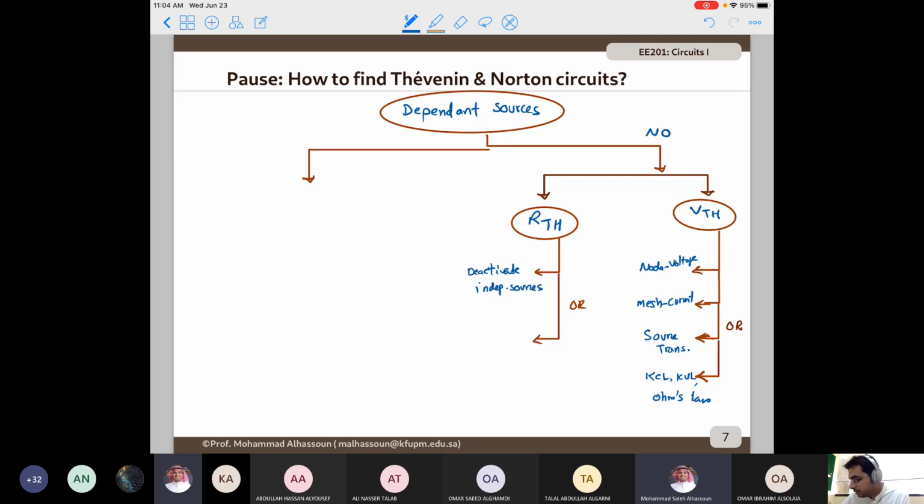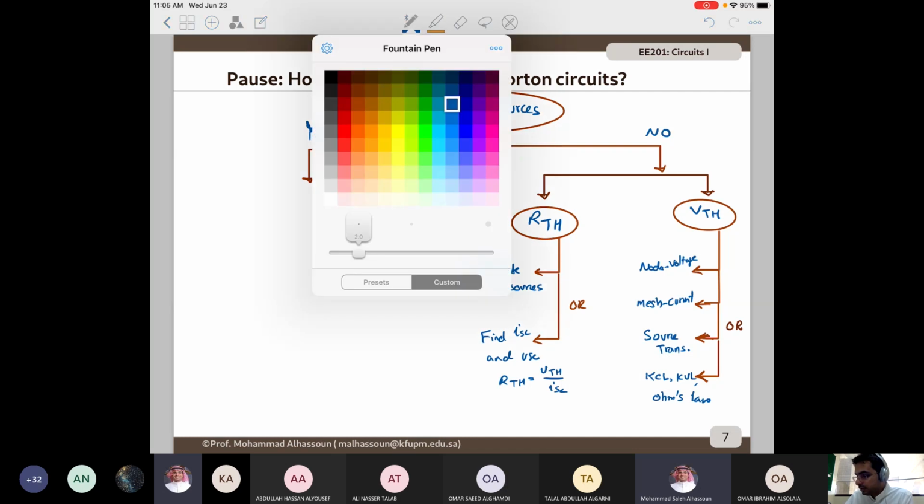The second option is you find I short circuit and use, since you found V Thevenin previously, R Thevenin equals V Thevenin divided by I short circuit. So now, what happens if you have a dependent source? We explored this option where we don't have a dependent source. So let's explore what's going on when we have a dependent source.